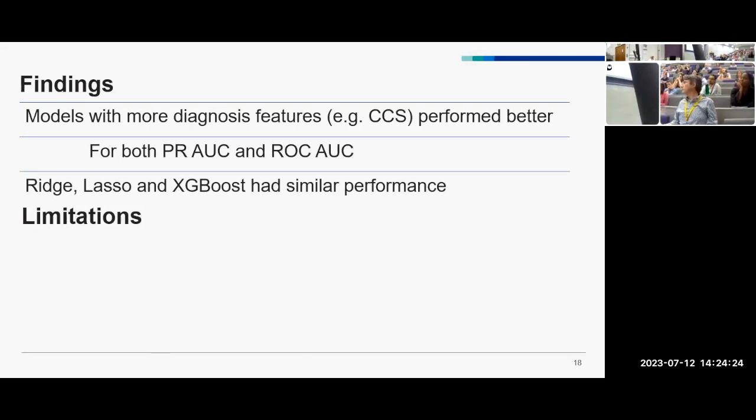XGBoost was probably more efficient, it ran much faster. But I'd find if they use the original model, really.